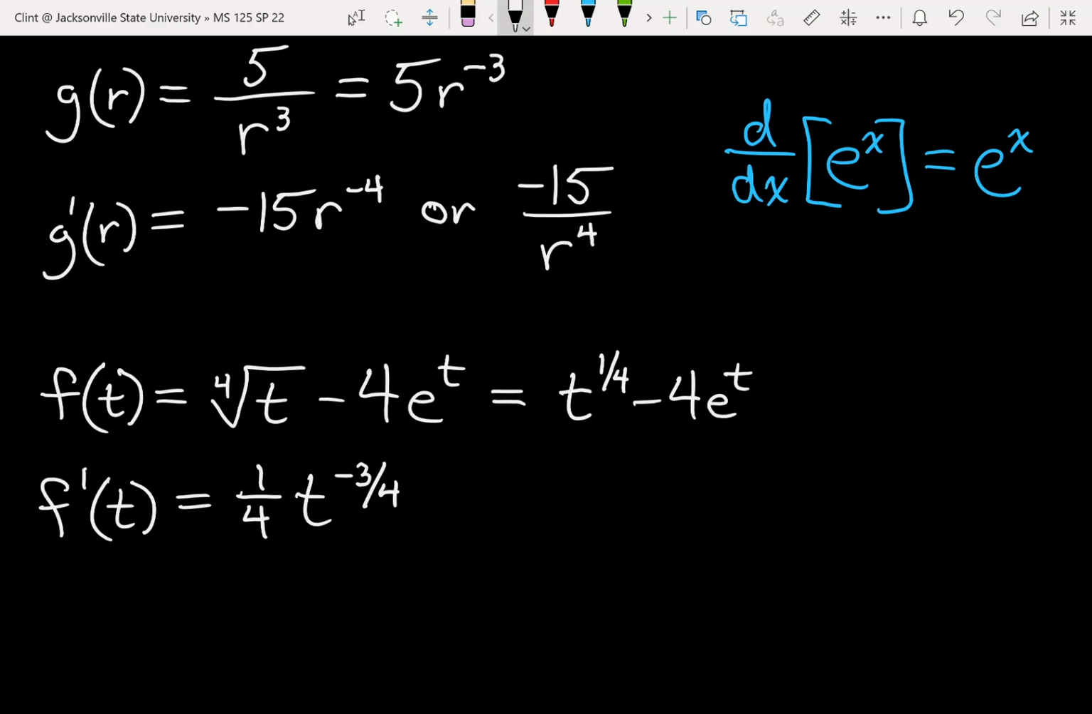And then with the e, you really can think about the constant multiple rule, because we want to take the derivative of e to the t, and then we'll just multiply it by the constant. So the derivative of e to the t is just e to the t. And we had a constant of negative 4 in front, so we'll multiply it by that negative 4. Minus 4e to the t.